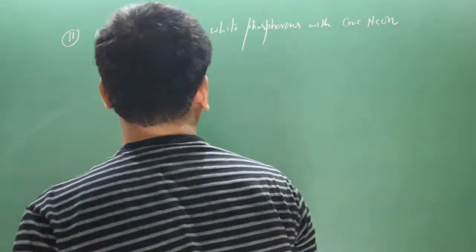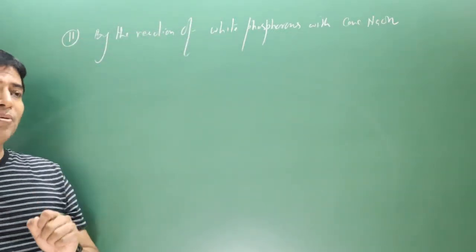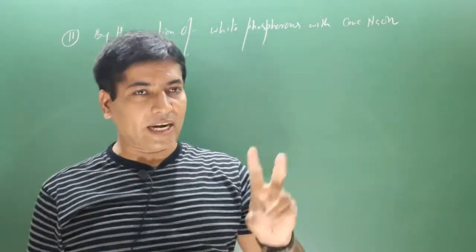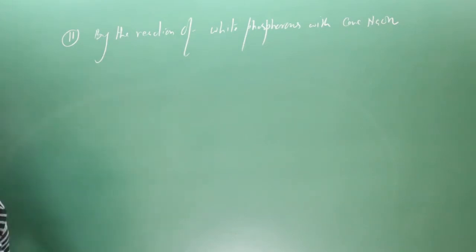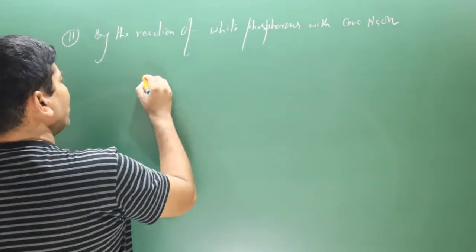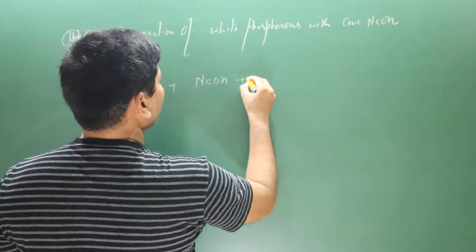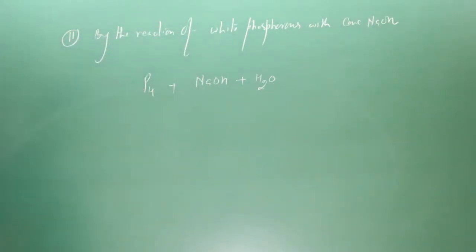Keep in mind this chemical reaction is carried out in the absence of carbon dioxide. Carbon dioxide is a Lewis acid and sodium hydroxide is a strong base. An acid base reaction may take place, so that's why this reaction is carried out in the absence of carbon dioxide. We have white phosphorus P4, sodium hydroxide, and some quantity of water because it is a concentrated solution of sodium hydroxide.